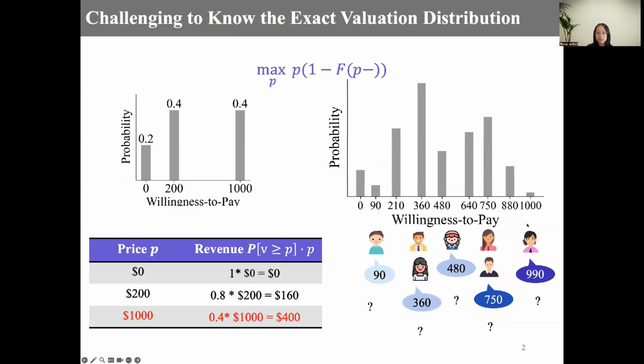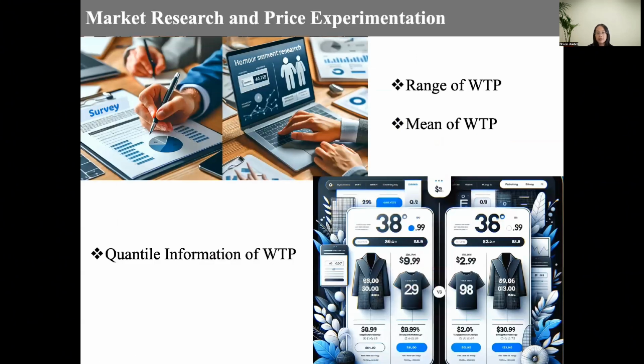If the seller knows the willingness to pay is a 3-point distribution, then he chooses the price that maximizes his expected revenue. However, in practice, the customer's willingness to pay can take arbitrary value in a wide range, so it's challenging to obtain the exact willingness to pay distribution information. And thus, the seller may take different approaches to estimate the willingness to pay distribution. He could conduct market research to estimate the range or the mean of willingness to pay and adopt price experimentation to estimate the quantile of willingness to pay.